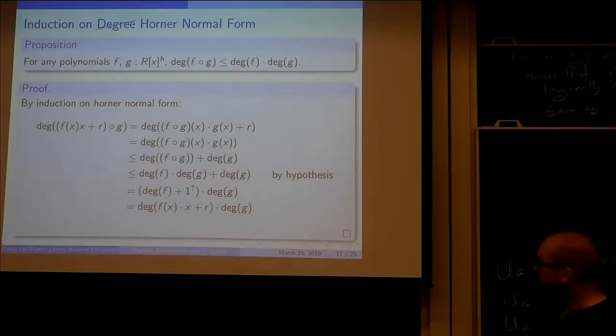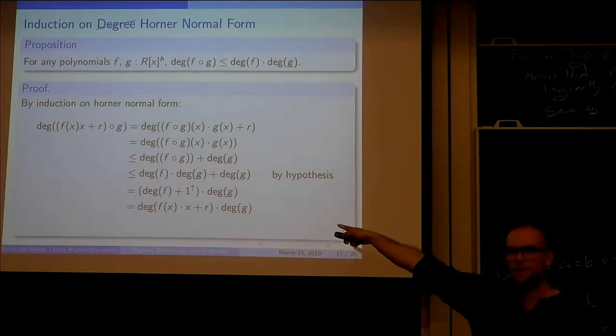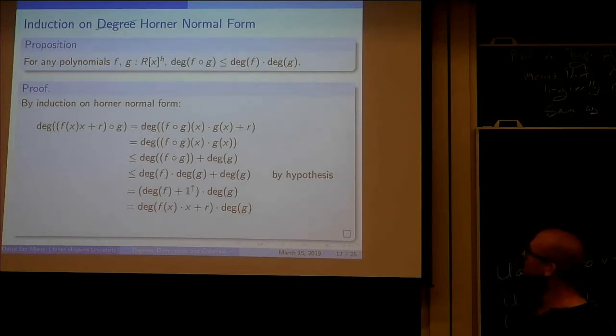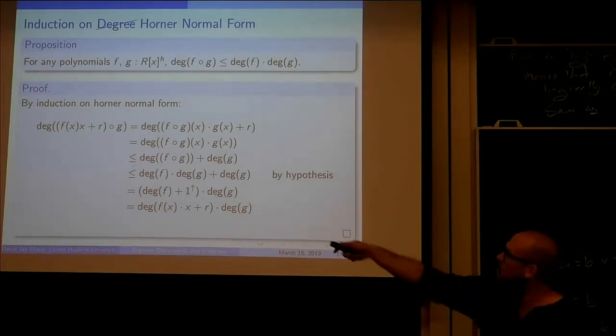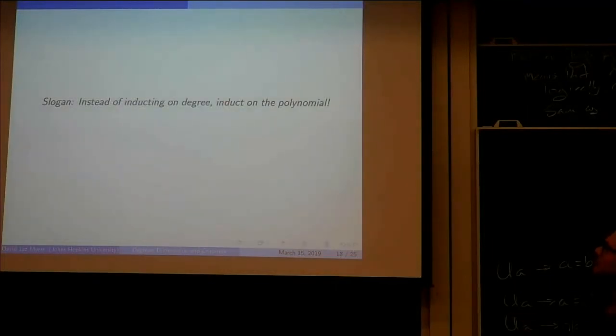And then we do a little fun step here, which is distributivity. That's a big convolution thing. And then we realize that adding 1 to our degree is the same as multiplying it by x. So it's very straightforward, but if you don't do it this carefully, you can say wrong things, I'll say. So is my experience. So the slogan here is that instead of inducting on the degree, induct on the polynomial.